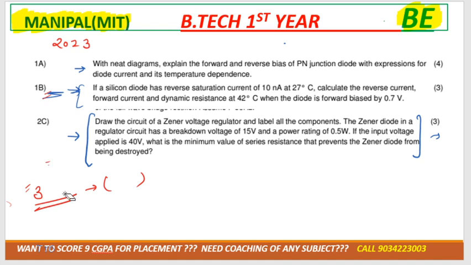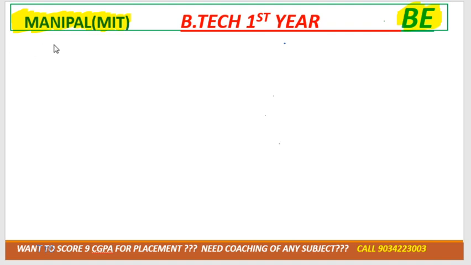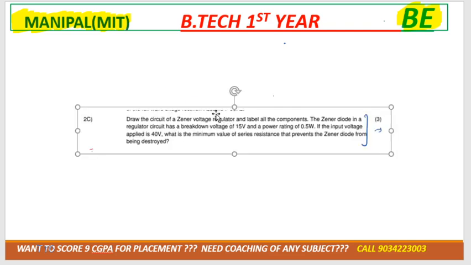Question which I gave it to you. So first and second, you have done. Now we'll do the third question, that is based on Zener diode, right? In this question, they said that you have to draw the circuit of Zener diode and label all the components. That you'll do, right? And on the basis of this, they have given some specifications, the values.